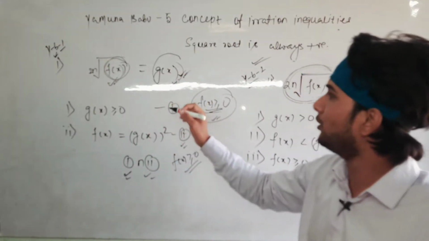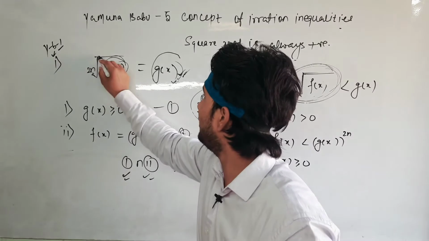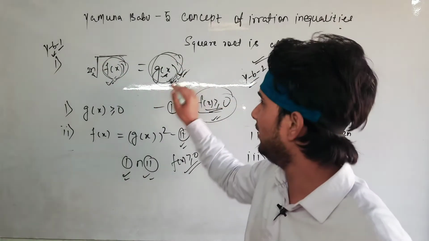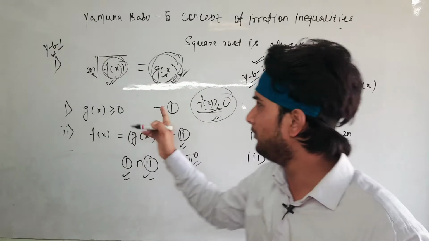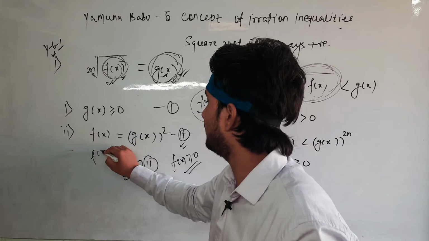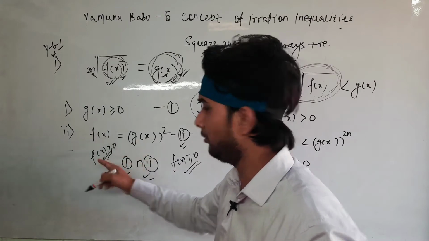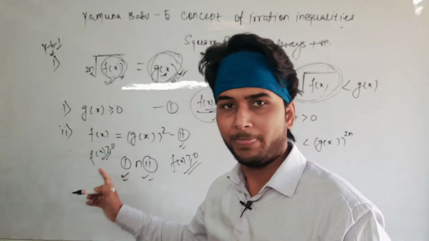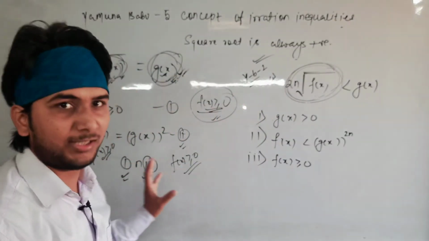Because you are saying that a square root is equal to some expression, and you have already made it positive. Then there is no need to solve the third condition, f(x) does not equal 0. But if you wish, you can solve it here also. There is no restriction about it.